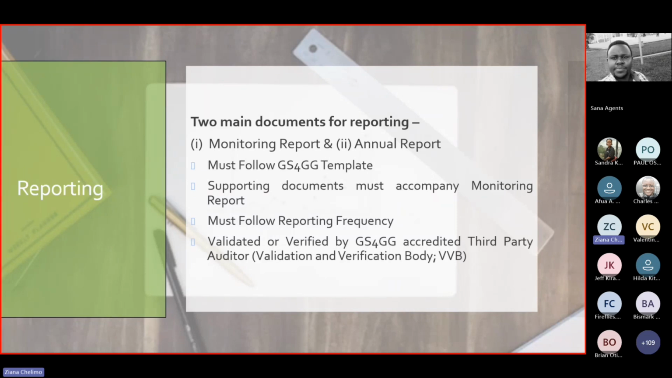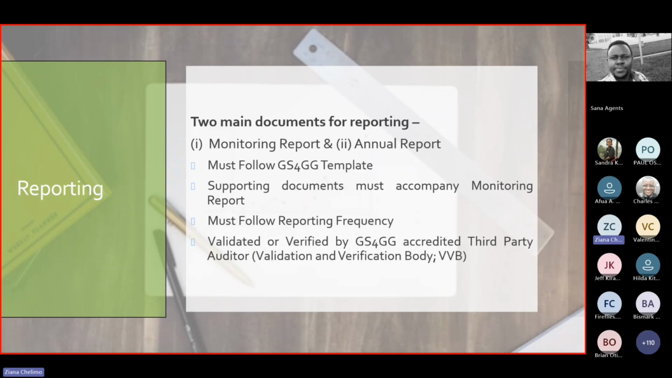First is the monitoring report, which is a crucial document that provides a comprehensive summary of the project's performance in terms of emissions, emission reductions, carbon sequestration, and contributions to the SDGs. The other type of report is the annual report. So this includes transparent annual update reports that will be provided for the projects that have achieved the project design certification stage or have successfully transitioned to Gold Standard for the Global Goals.